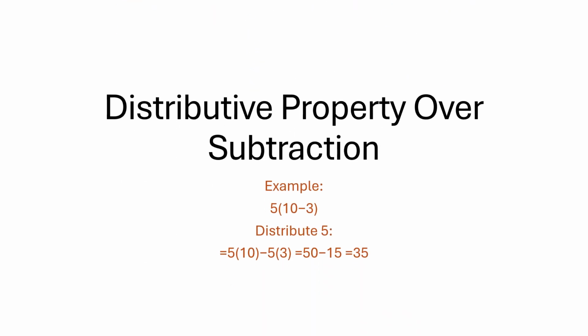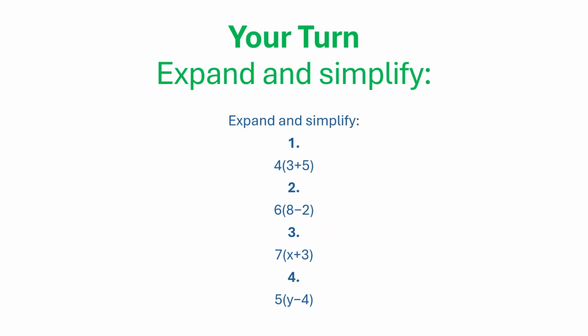Distributive property over subtraction. In this case, we are doing distribution over subtraction. So we have the expression 5 times (10 minus 3). So 5 multiplying 10 minus 5 multiplying 3. 5 times 10 is 50, and then negative 5 times 3 will give you negative 15. So per your subtraction, you end up getting 35 as your answer.